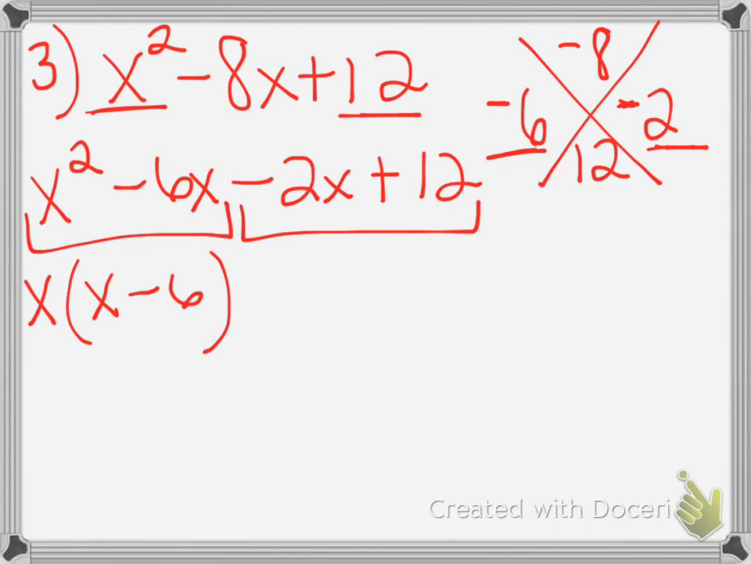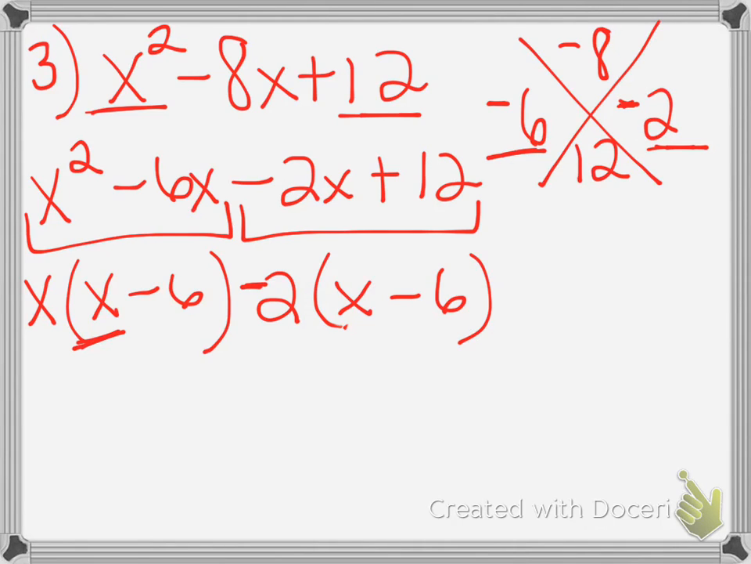Looking at -2x and positive 12. Well, some of us might say, oh, well, they've got a 2 in common. Cool. -2x divided by 2 is a -x. I already know something went wrong because I should get a positive x. I know what I can do. I can take out a -2 instead of a positive 2. So -2x divided by -2, that's a positive x. Positive 12 divided by -2 gives me a -6.